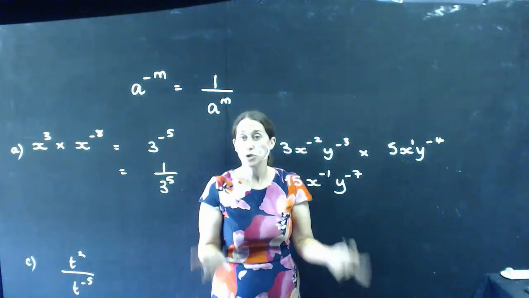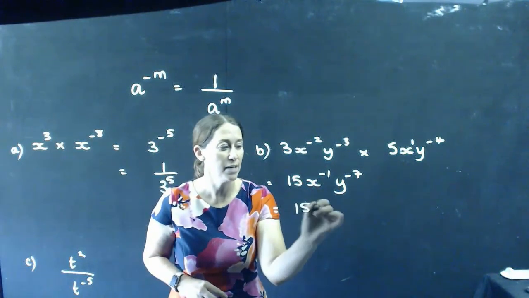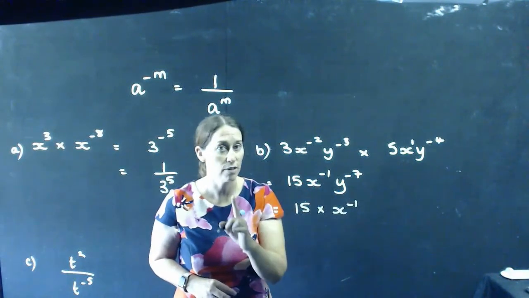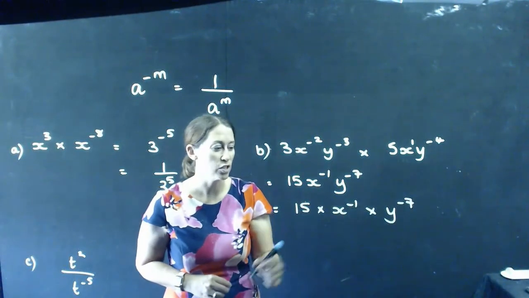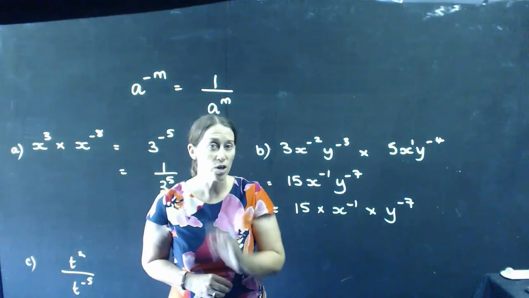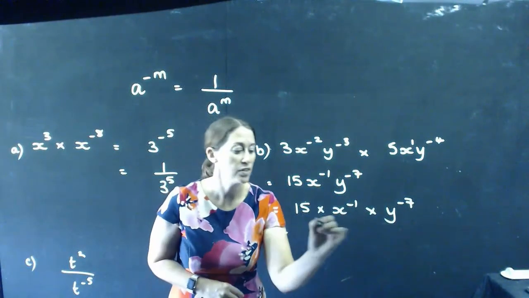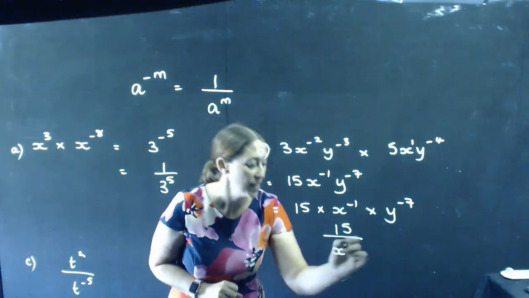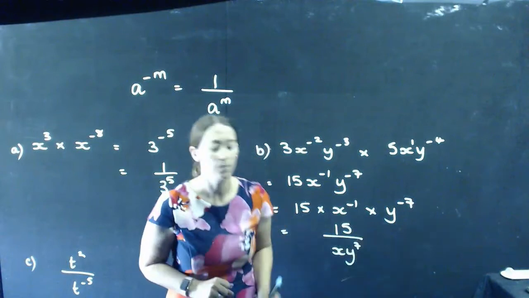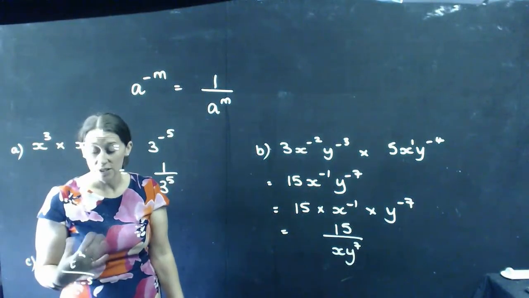Now I'm left to simplify this. Remember, in our heads, this is the same as 15 multiplied by x to the negative 1, which is a fraction, multiplied by y to the negative 7, which is also a fraction. So the 15 is on the numerator as it's a whole number, and these are on the denominator with their powers. So we get 15 over x to the power 1, which we just write as x, times y to the power 7. And then what do you do when the negative is already on the denominator?